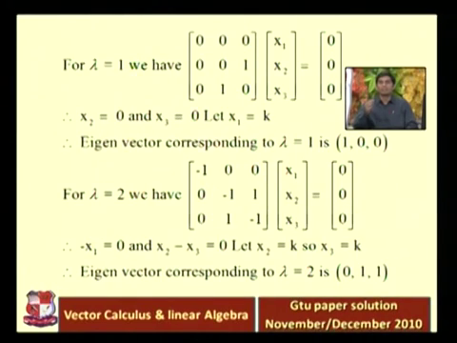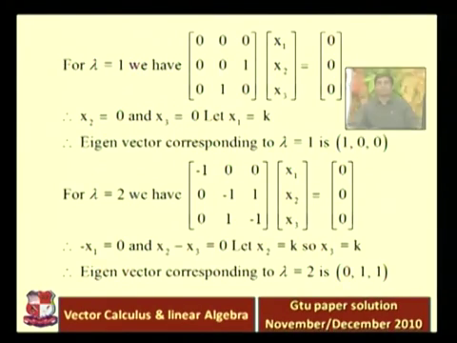to x3. Whenever you assume x2 is equal to k, x3 is equal to k, and x1 is already 0. So the eigenvector corresponding to lambda is equal to 2 is 0, 1, 1. Now put all these eigenvectors in the columns of the matrix.